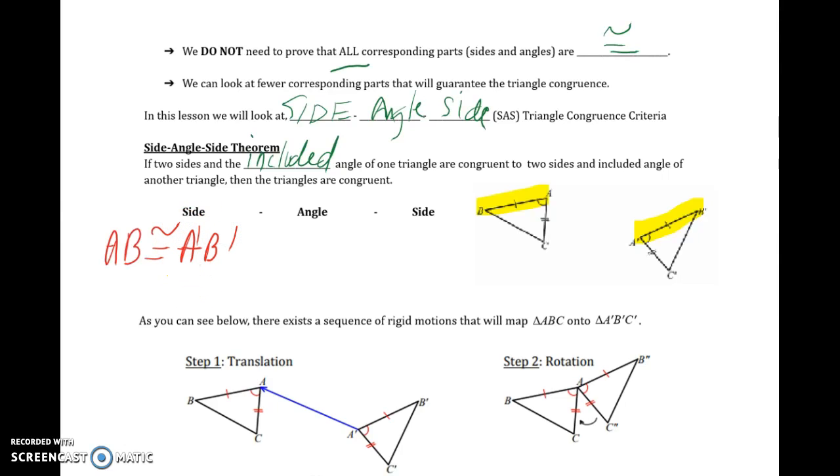Okay, and then we have the included angle here, again, in between the two sides. So let's say angle A is congruent to angle A prime. And again, that angle is in between the two sides that we have, right? And the other side that we have is AC congruent to A prime C prime. So again, the included angle of the two sides are congruent. The two pairs of sides are congruent. So we can say that these two triangles are congruent to one another.